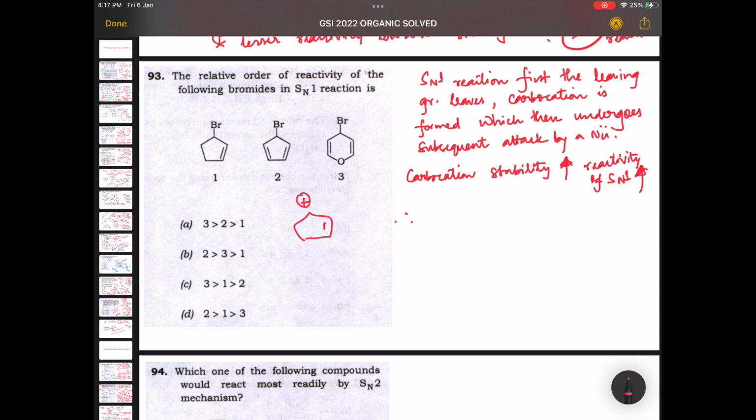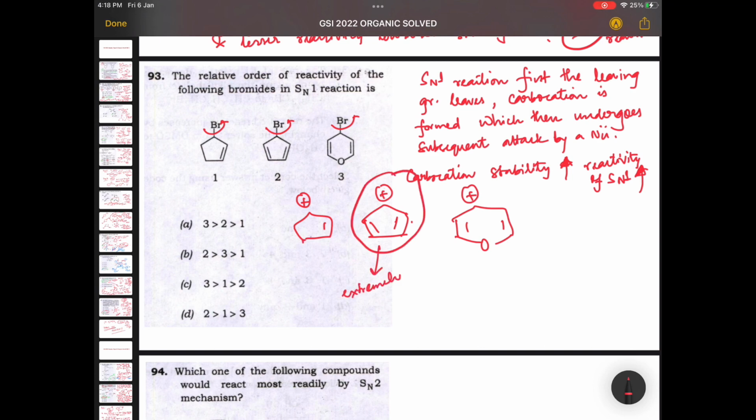For the first one, it is an allylic carbocation, and after that, the second one is a cyclopentadienyl cation, and the third one is a prenyl cation. So, for the second one, the cyclopentadienyl cation, I think most of you will know that a cyclopentadienyl anion is an aromatic compound, whereas the cyclopentadienyl cation is extremely unstable as it is an anti-aromatic compound.